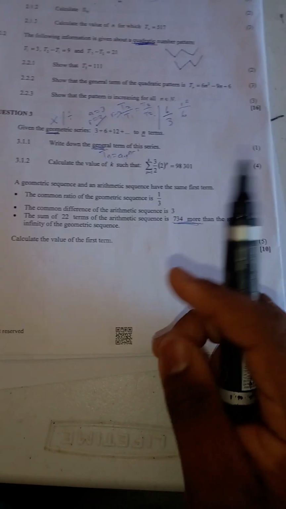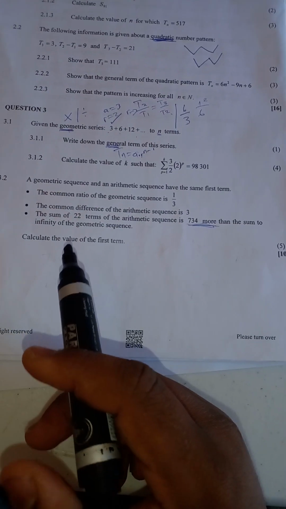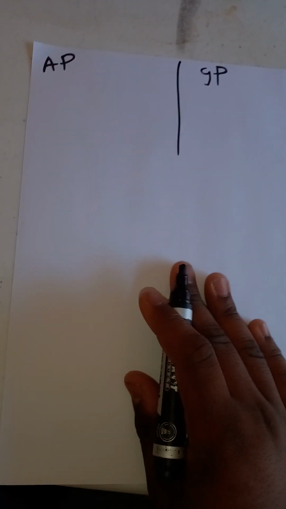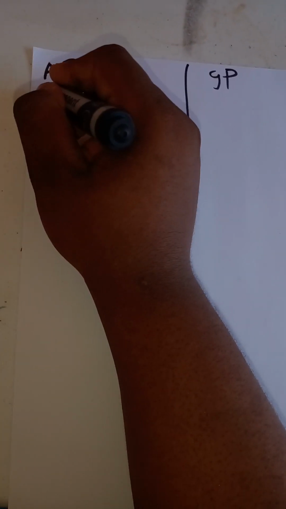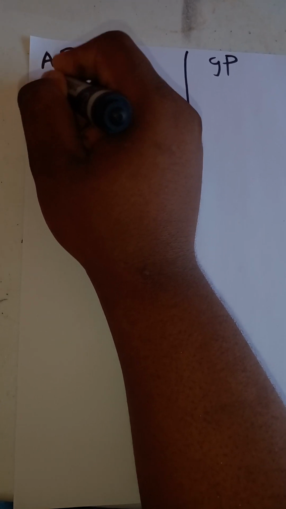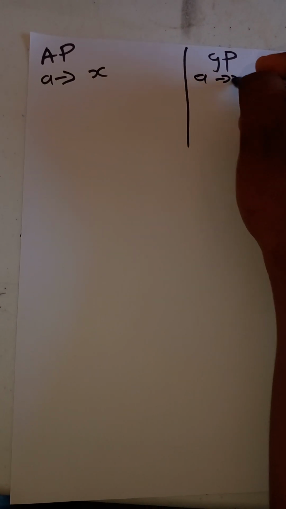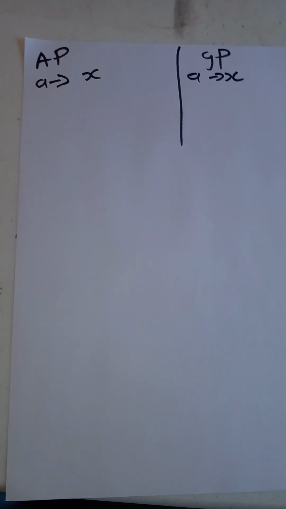This one is very important, but we'll go there. More than the sum of infinity of the geometric sequence. So now, what we simply have there is the arithmetic pattern and the geometric pattern. I'm gonna do these things simultaneously. In the arithmetic pattern, I was told that the value of a is the one that they want, so it is basically x. Same applies here, or the same as T1.